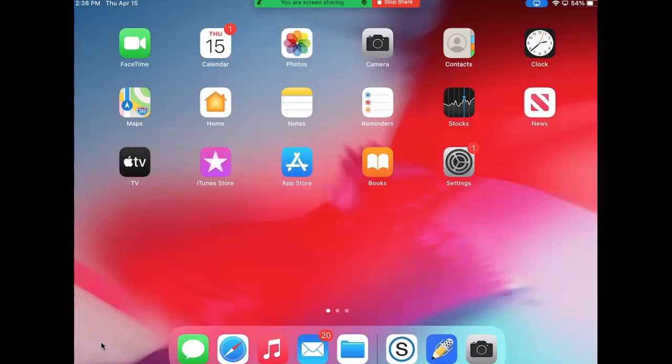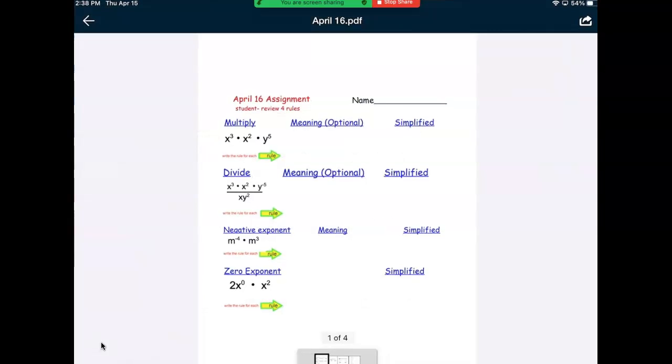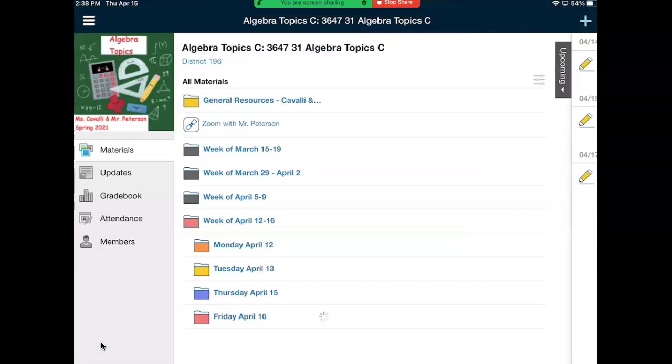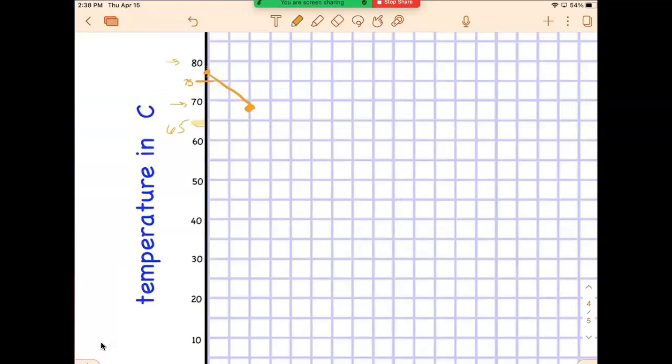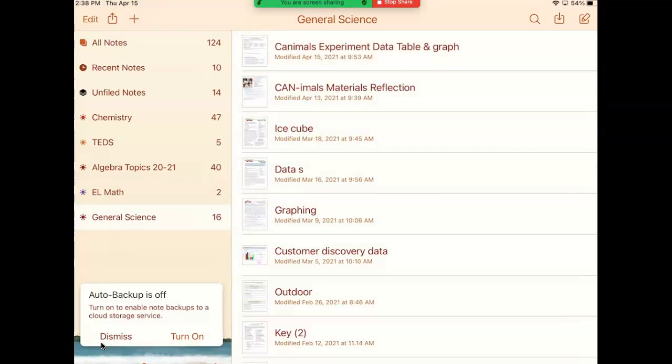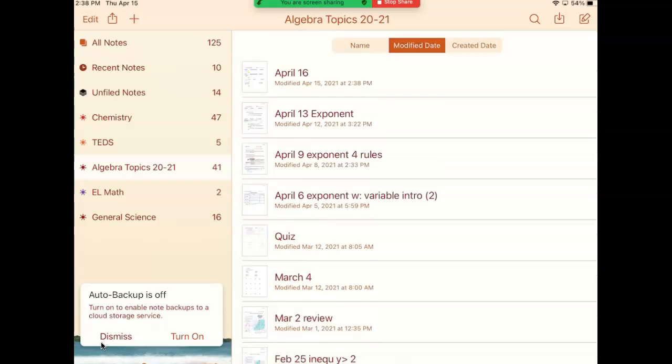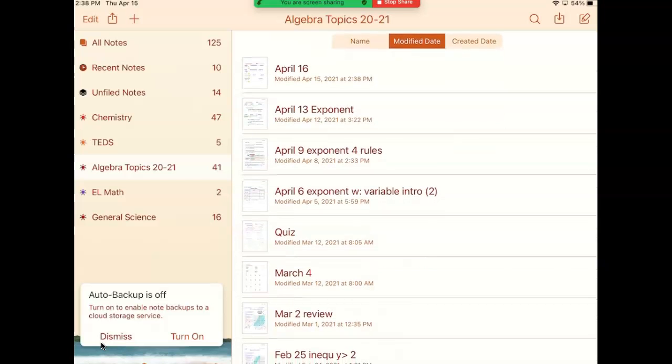Hello, Algebra Topics. What you need to do today, April 16th, is go to Schoology and go into April 16th and download today's assignment and put that into Notability. And once you have it loaded into Notability, I like to keep my folders separate. Click on Algebra Topics or EL Math and click Open Today's Assignment.